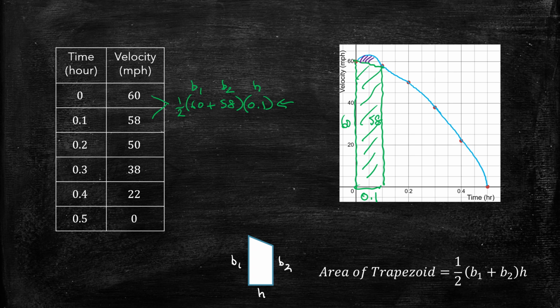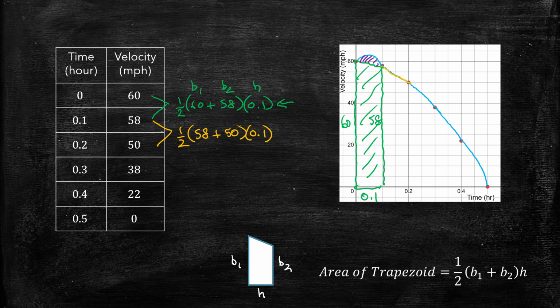Now we do miss this little portion here, but that's the breaks when you're dealing with approximations. We'll never be sure how precise it is. Let's just do one more calculation for demonstration purposes. So 58 plus 50, that's how we average them, and then we multiply those by 0.1. And where is that trapezoid?